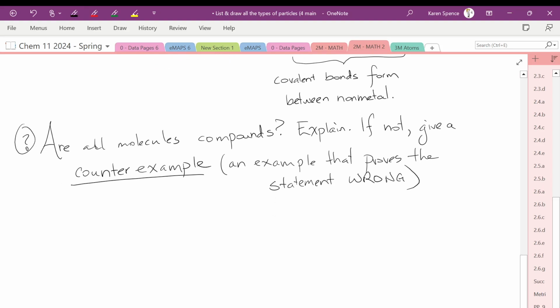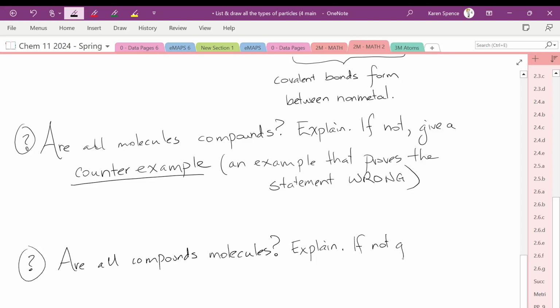And the second question, can you guess what it is? Are all compounds molecules? You have to think about it now. Explain. If not, give a counterexample. Once you have written your own answer, show your neighbors.